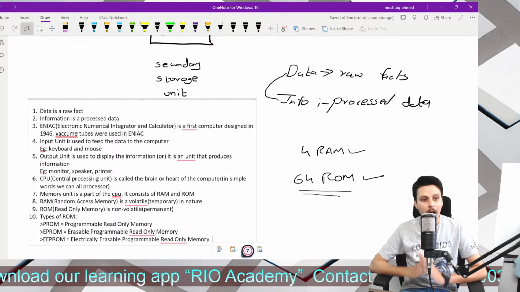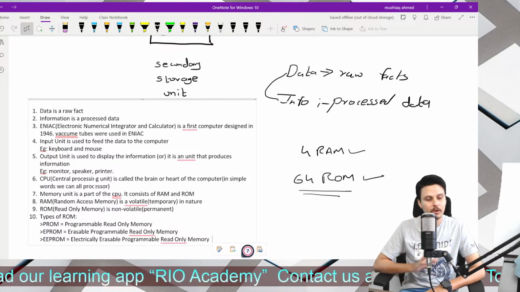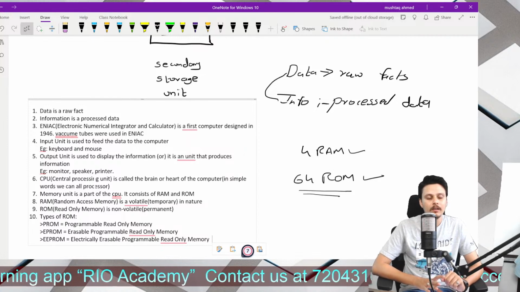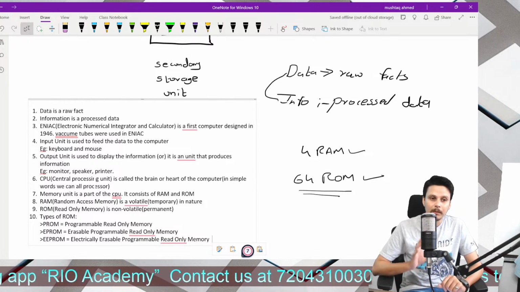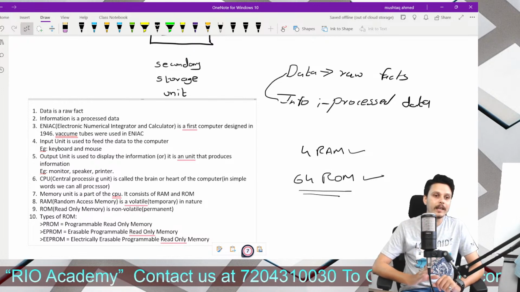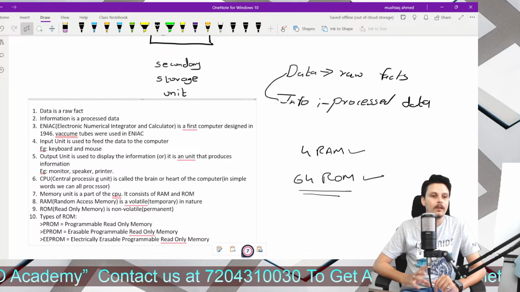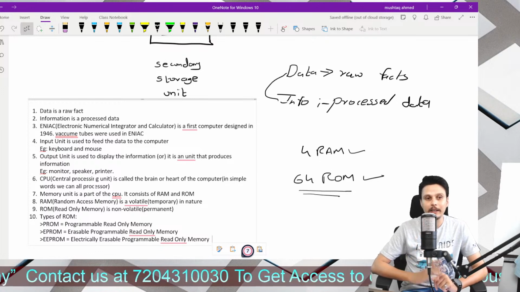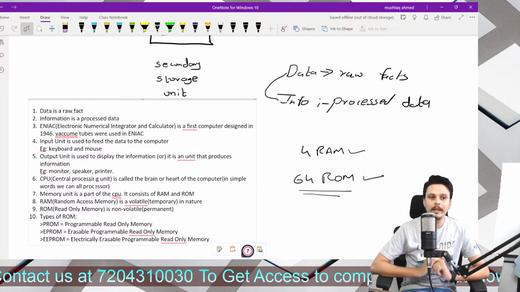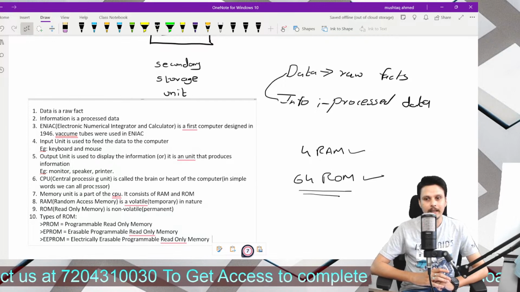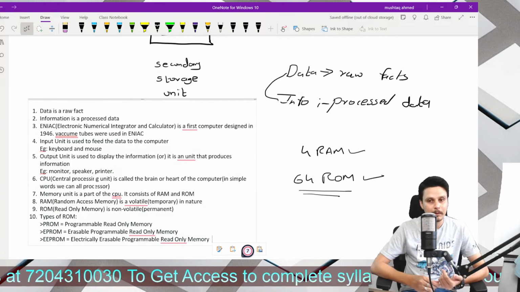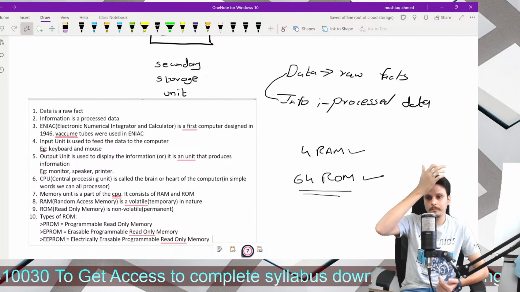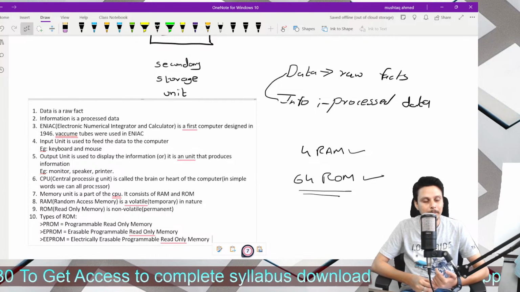During manufacturing of the ROM, some programs are installed in it, and we cannot delete them. But in the types of ROM, there are several different types, in which we can erase those programs either electrically or otherwise. So these are the types of ROM: PROM, EPROM and EEPROM.